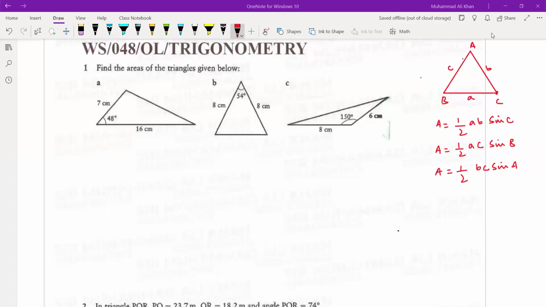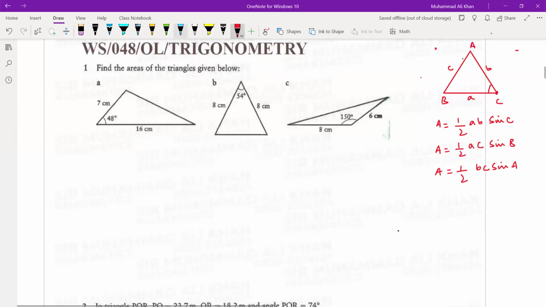Okay students, according to this, now see how to remember it. Area equals half the two sides and sine of the included angle. Whichever angle comes between the two sides, sine is applied to it, and you will get the area of any triangle, right?